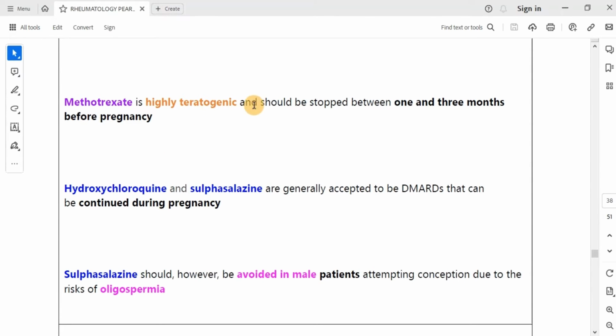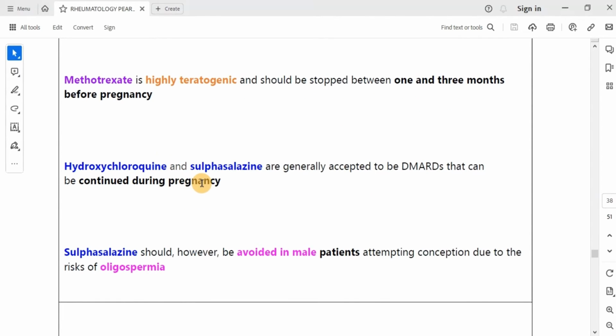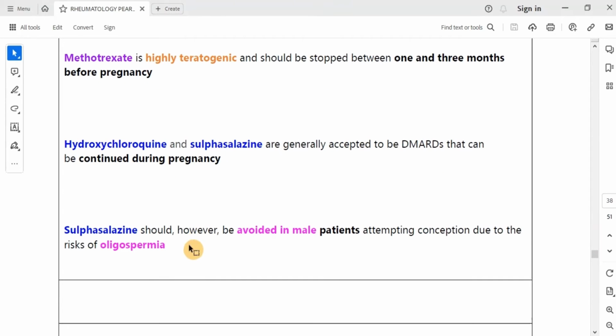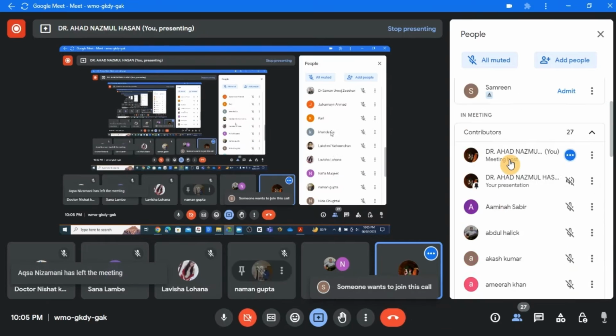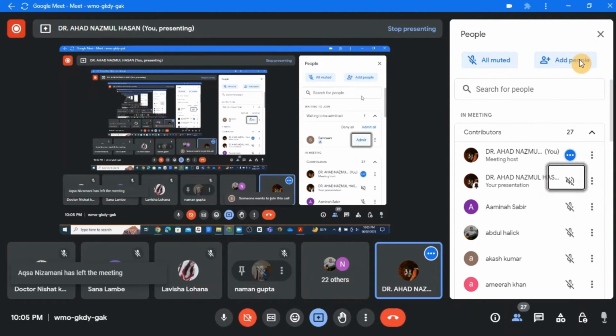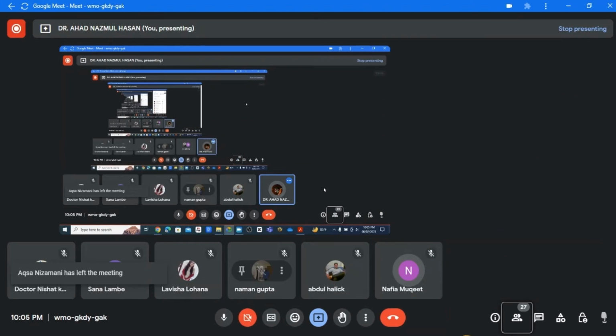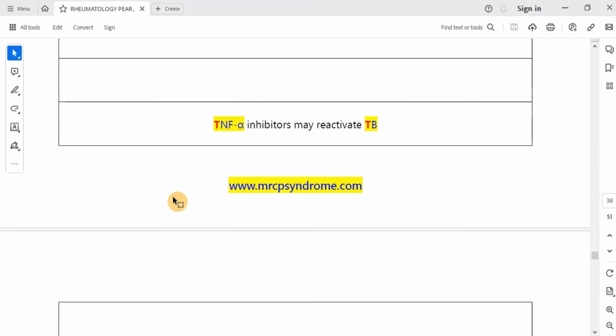Methotrexate is highly teratogenic and should be stopped between 1 and 3 months before pregnancy. Hydroxychloroquine and sulfasalazine are generally accepted to be DMARDs that can be continued during pregnancy. Sulfasalazine should, however, be avoided in male patients attempting conception due to the risk of oligospermia. So, sulfasalazine causes oligospermia and mesalazine causes pancreatitis. And the TNF alpha inhibitors may cause reactivation of tuberculosis.